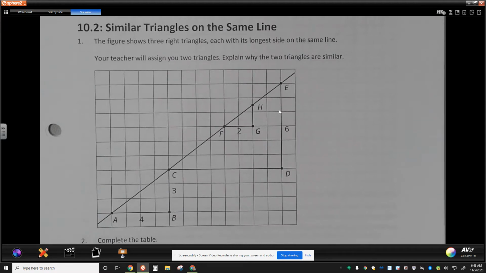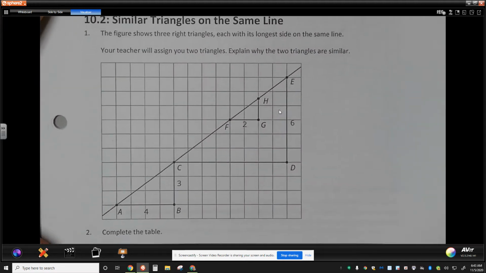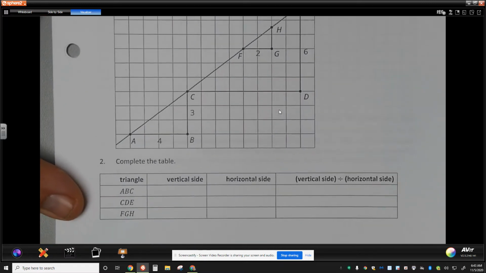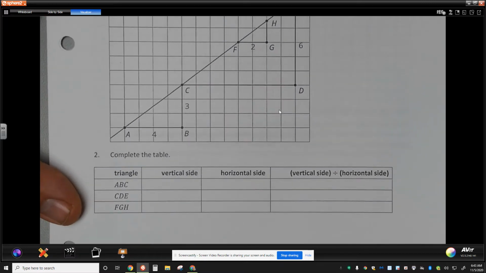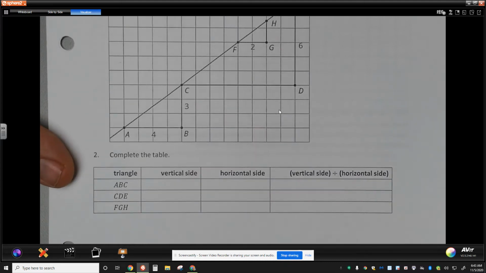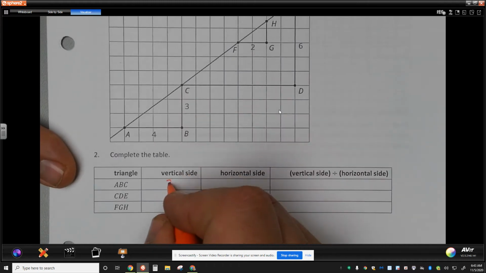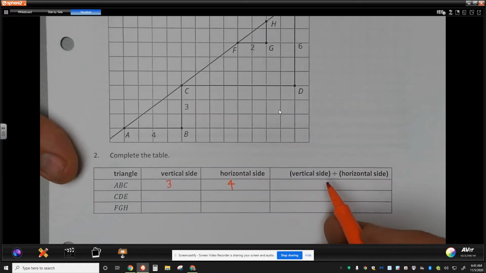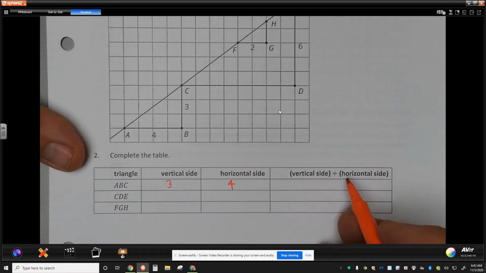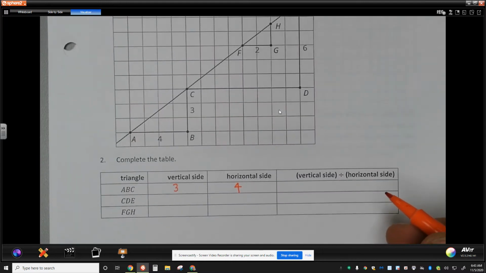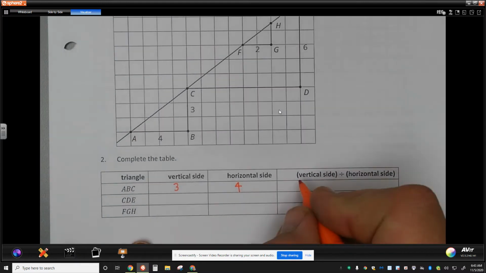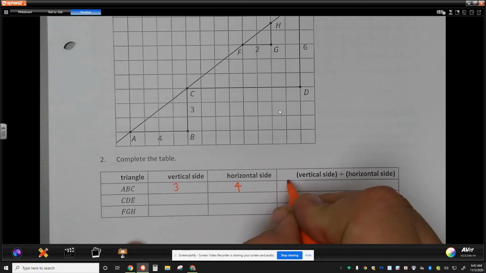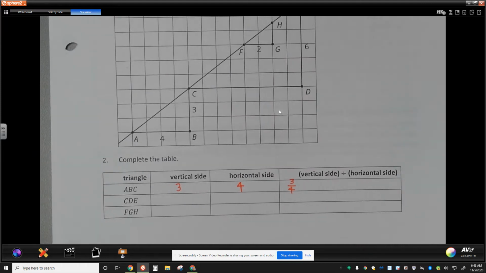The very first thing we're going to do is let's look at triangle ABC. When we look at triangle ABC, we talk about this table down here and complete this table. And we have to look at these pieces about the vertical side and the horizontal side. The vertical side of this triangle is 3 units tall. The horizontal side is 4 units. And then we create a ratio that bases this on the vertical side divided by the horizontal side. And the way that we'll write this is in the form of a fraction. And so we would see that the vertical side of 3 divided by 4 would be our fraction.